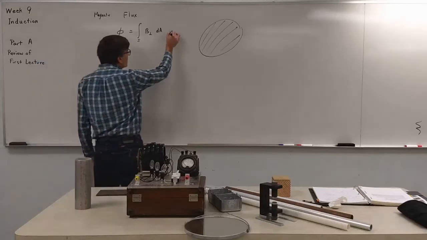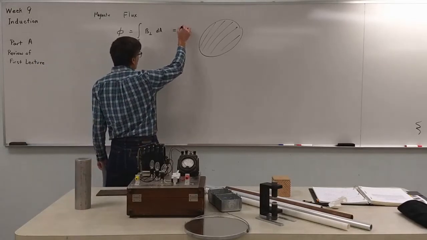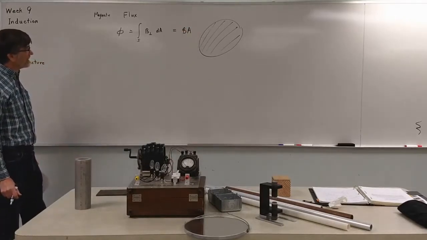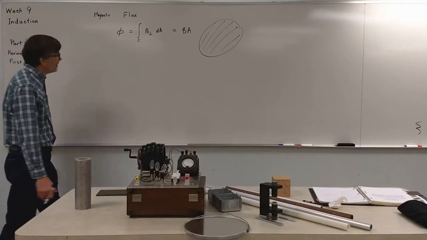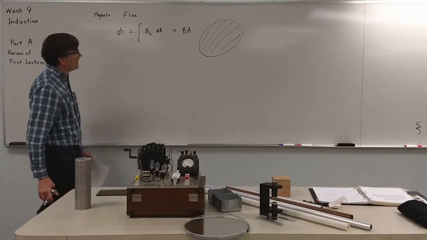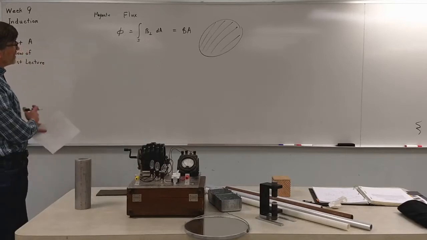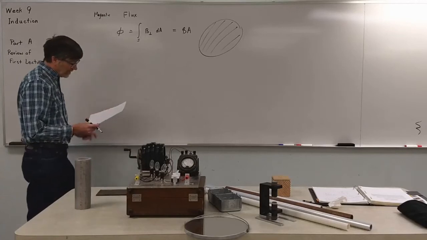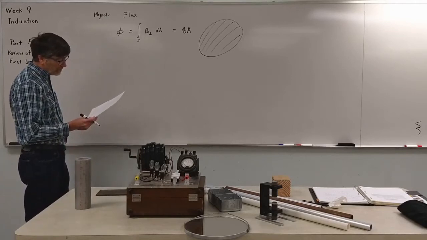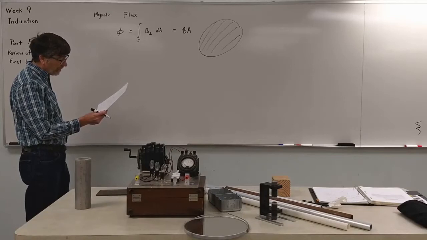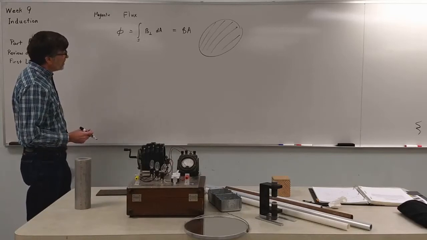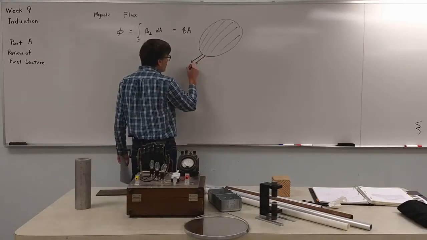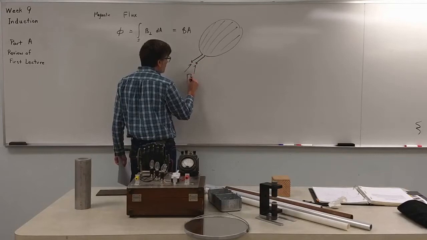In most situations, we'll actually be just taking B times A. That's the way it'll end up being most of the time. But if there's an angle involved, then you have to look at just the perpendicular component. And if in some weird case the B field would vary, then you have to go back and integrate. I think there's one case in WebAssign where you have to do that.